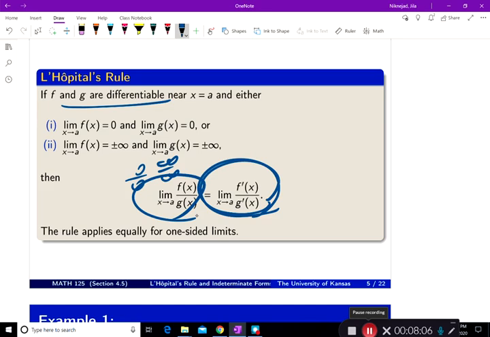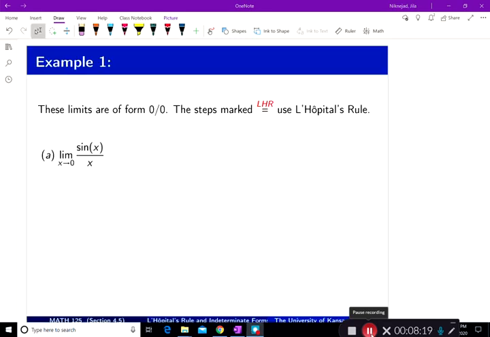And there is a condition: f and g have to be differentiable, and it has to be of the form 0 over 0 or infinity over infinity. Okay, so let's do a few examples.